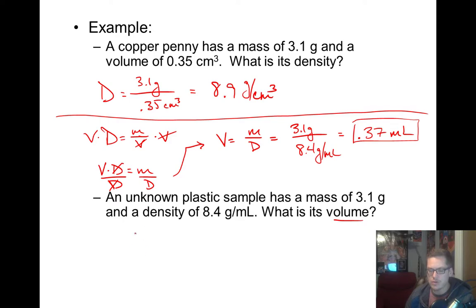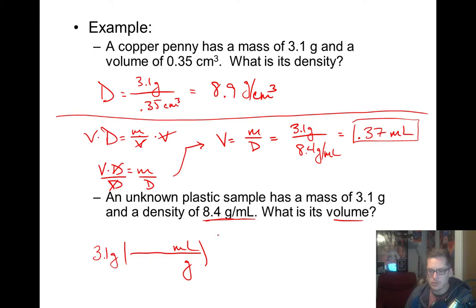Now the other way to do it is by using dimensional analysis. Now we're going to start with what we know. Well, we know we have to go from mass to volume, and this guy here is going to be our conversion factor. So we're going from mass, which is the 3.1 grams, and we're going to go to volume. So we're going to set up our parentheses. We're going from grams to milliliters.